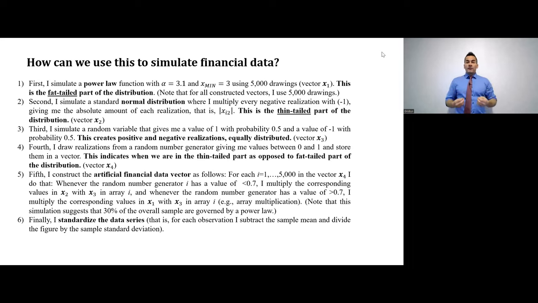So what does it mean here? It means that this simulation experiment suggests that 30% of the overall sample should be governed by a power law process. So that is what comes out here. And then the last step is that I standardize the data series. How do I do that? You should know this from basic statistics classes. I just subtract from each realization in my vector the sample mean and divide it by the sample standard deviation.